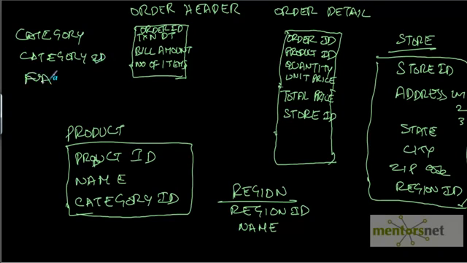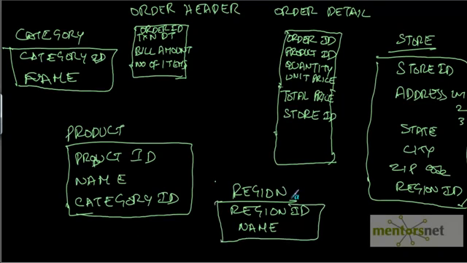So for example, I want to answer a question like, in Midwest region stores, what is the sale in the last quarter for a product like Colgate toothpaste. So it will take a lot of time. We need to join order header with order detail and with the store, and then to the region, and then to the product, and then to the category.